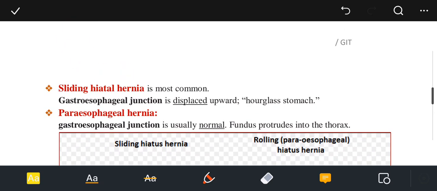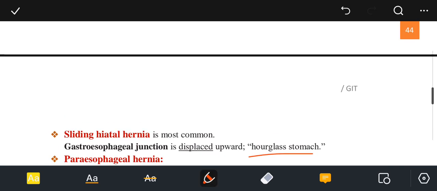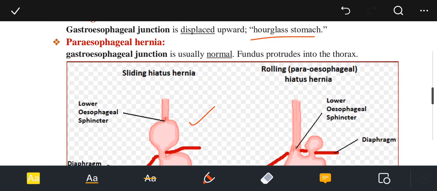It is a gastroesophageal dysfunction. The gastroesophageal junction is displaced upward, and we get an hourglass appearance. If you have seen some historic cartoons, there used to be a sand hourglass looking like this, and the sand granules were dripping down like this, and the sand accumulates like this. This was called an hourglass, and this hourglass appearance is seen in the hiatal hernia. So this is in the sliding hiatal hernia. This is the picture of that.